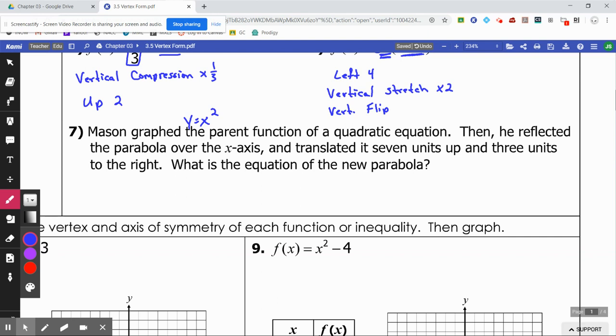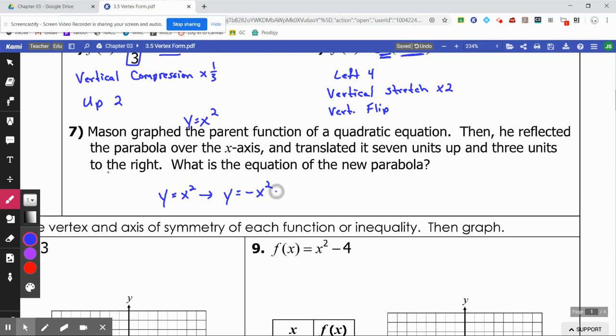Okay, so he took his parent function, and he reflected it over the x-axis first. So let's do that one first. So y equals x squared, to reflect it over the x-axis, that'd be a vertical flip, so that'd be a negative x squared.